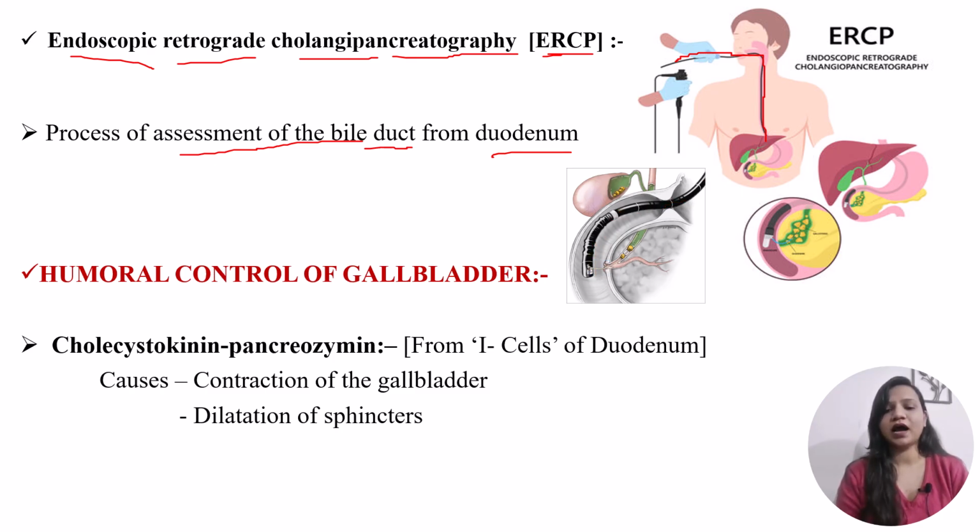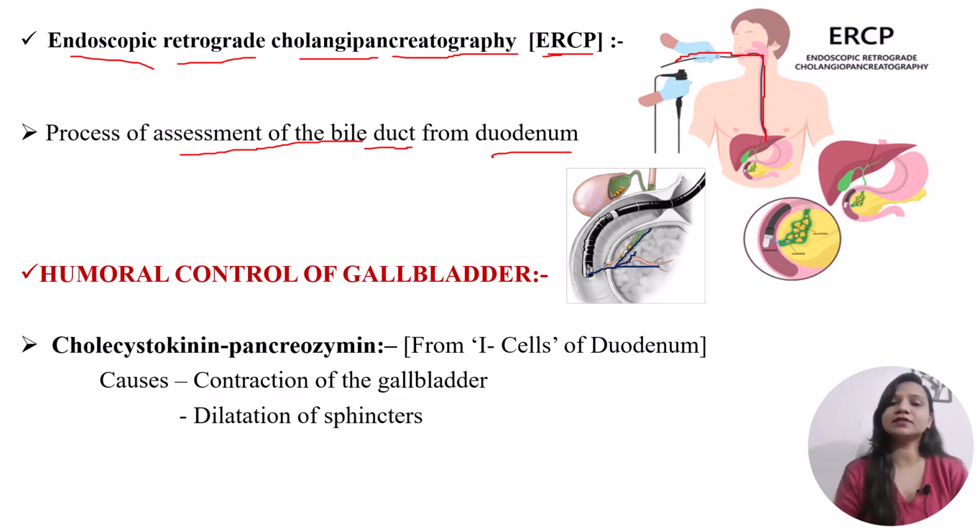After that, the catheter is passed through the endoscope into the bile duct or into the pancreatic duct. So the catheter does selective cannulation of the common bile duct or pancreatic duct. This cannulation is done through the sphincter of Oddi.